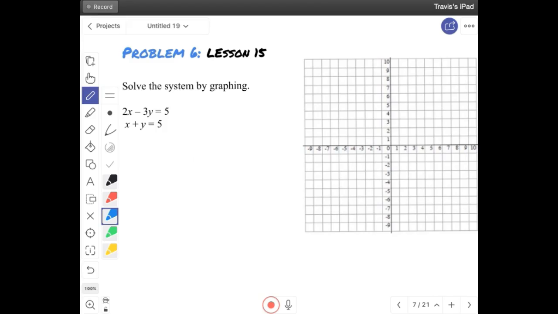So I'm going to deal with the bottom equation just because that's a lot easier, and when I'm graphing, I want things to be in slope-intercept form. So all I have to do is subtract x, and I have y equals negative x plus 5. Okay, so I have a y-intercept of 5 and a slope of negative 1. So I should be able to graph a straight line through those points.